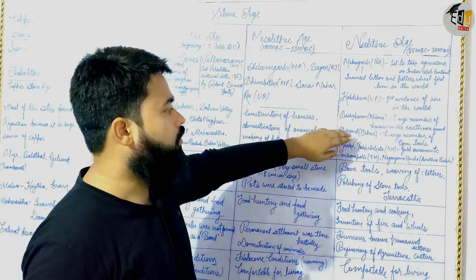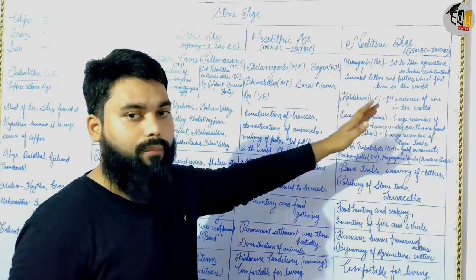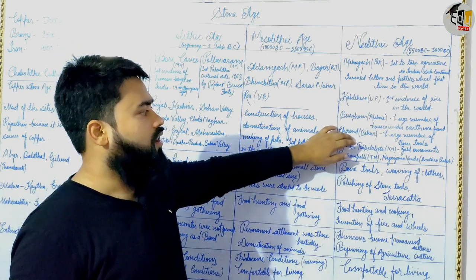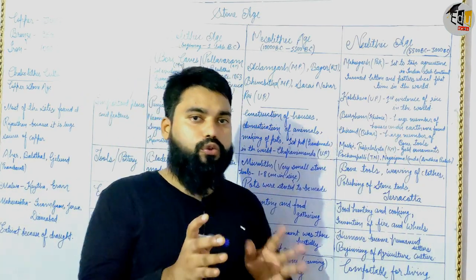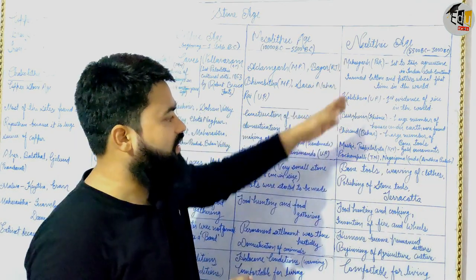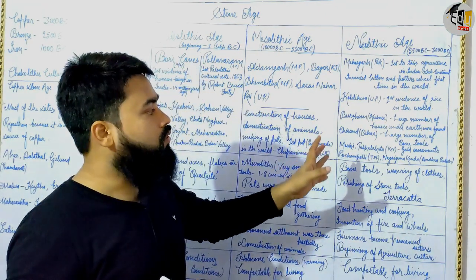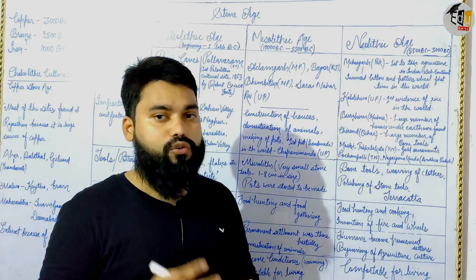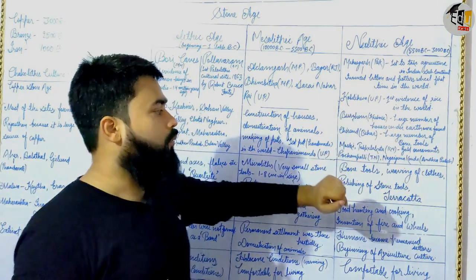Now we will talk about the next site, which was found in Bihar in Chhapra district, that is Chirand. In Chirand we have found a large number of bone tools. See, bone tools were a basic feature of the Neolithic age, where the people of that time used bone tools to hunt animals. So from Chirand we have found many bone tools.